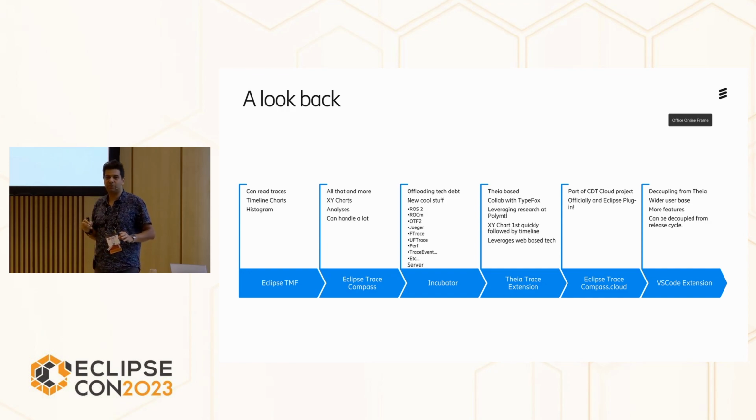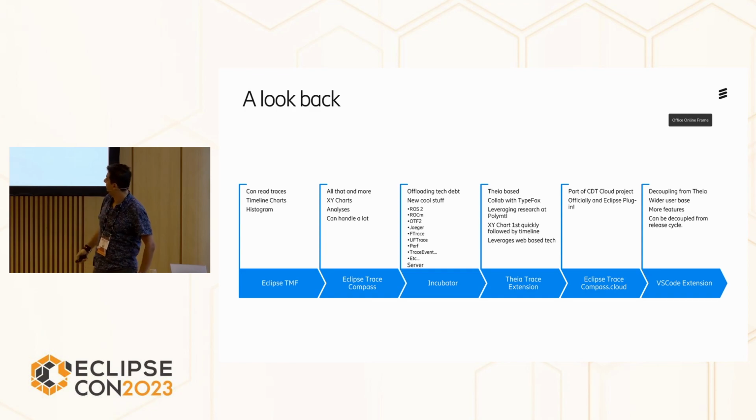For all of those people that have a little more legacy behind them, they might remember Eclipse TMF, Tracing and Monitoring Framework. Now this was the first Eclipse project that we worked on for being able to visualize LTTNG traces, Linux Trace Toolkit Next Generation. Now, it was able to do some cool stuff. It had some timeline charts, it had some histograms, and it was able to read files.